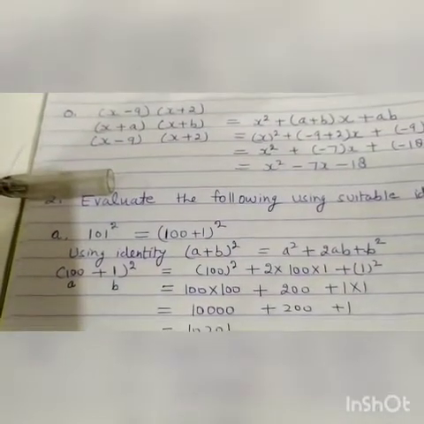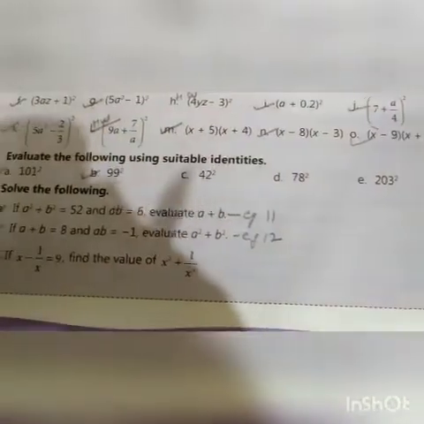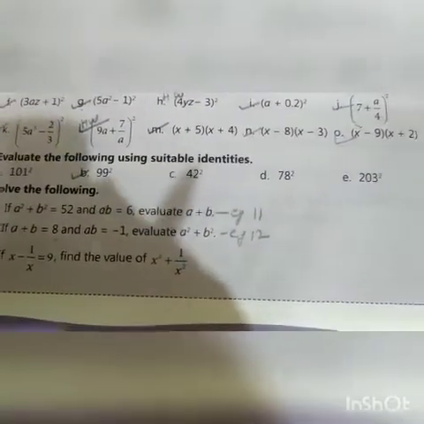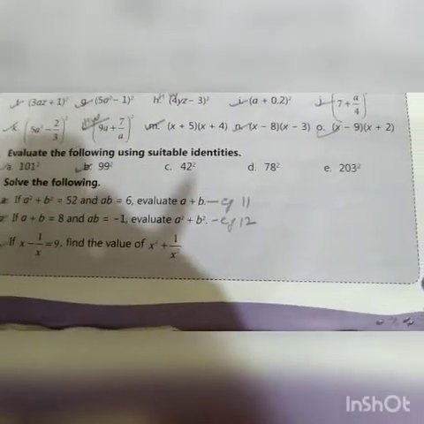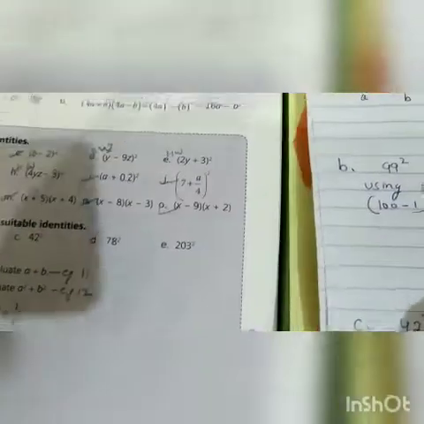Now come to question number 2. See question number 2 here. Evaluate the following using suitable identities. There are 5 parts, A, B, C, D, E. I am explaining you A and B. C, D, E you will do by yourself.